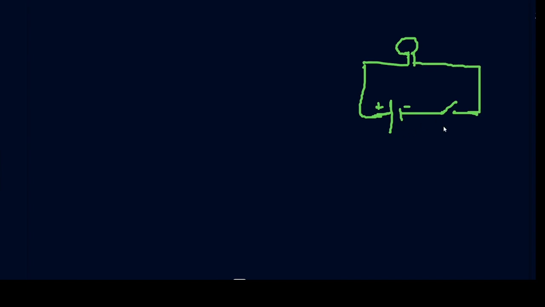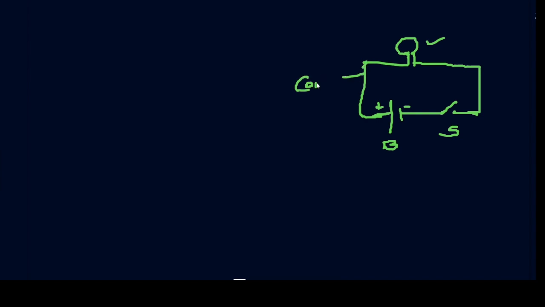Okay, this is the switch, this is the battery, and this is our bulb, right? Now if I just switch on this circuit, what happens? The circuit will be closed and this light bulb will glow, right? Now what's happening here? Just now we have studied that it is a conductor.